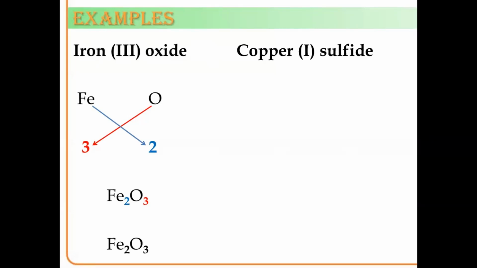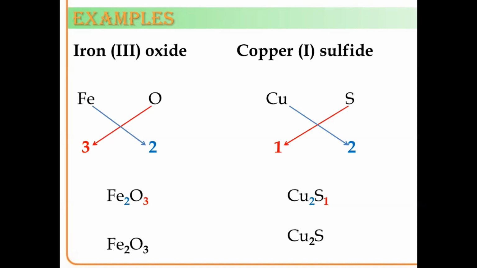We go to copper 1 sulfide, put down the symbols. We have copper, which is Cu, and then we have sulfide, check IDE at the end. So this one is simply S. Our valencies are 1 for copper, 2 for sulfur. We crisscross, and then we have our formula Cu2S1. The 1 disappears, and then we have our final formula for copper 1 sulfide as Cu2S.